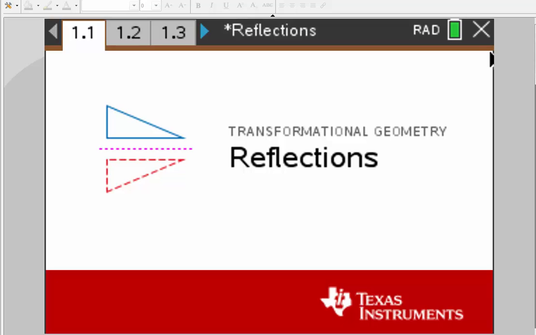This video is one of several videos showing how to use the TI-Nspire dynamic geometry application to help students understand and discover geometric properties by investigation and exploration. Please press pause as needed.